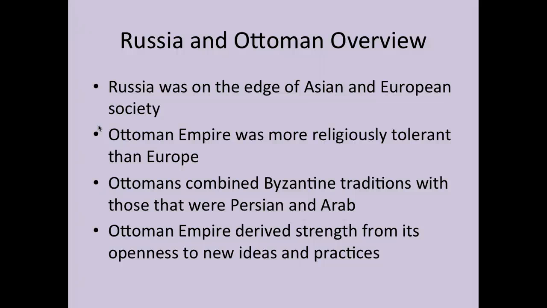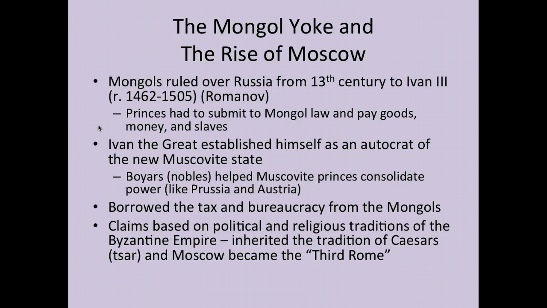The Ottoman Empire was more religiously tolerant than Europe, by far more religiously tolerant than Europe. The Ottomans combined Byzantine traditions with those that were Persian and Arab, and the Ottoman Empire derived strength from its openness to new ideas and practices. So it's almost the opposite in many ways of what was happening in Europe. So why haven't we talked about Russia yet?